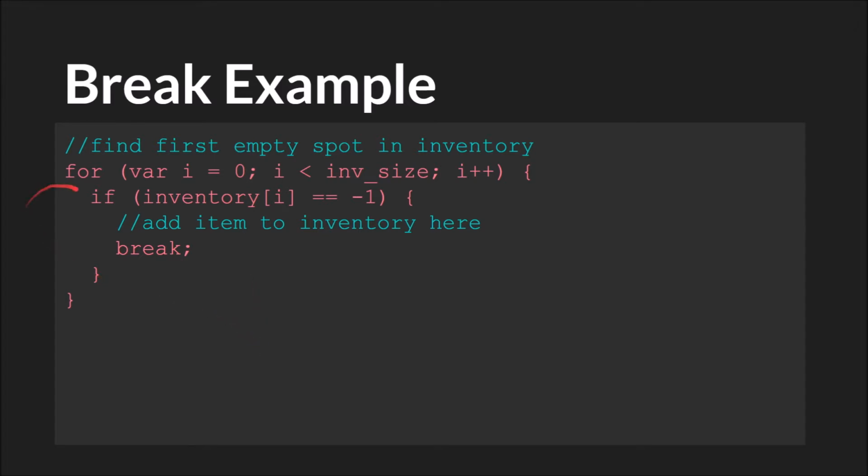So in this example, you have a basic for loop where you're looping through an array, and you're checking each position of the array to see if it equals -1. And as soon as you find an empty position or an empty space in the inventory, you would add the item, and then you would use the keyword break, and that would end this entire for loop. It would immediately end, you would exit, and whatever code came next would start executing.